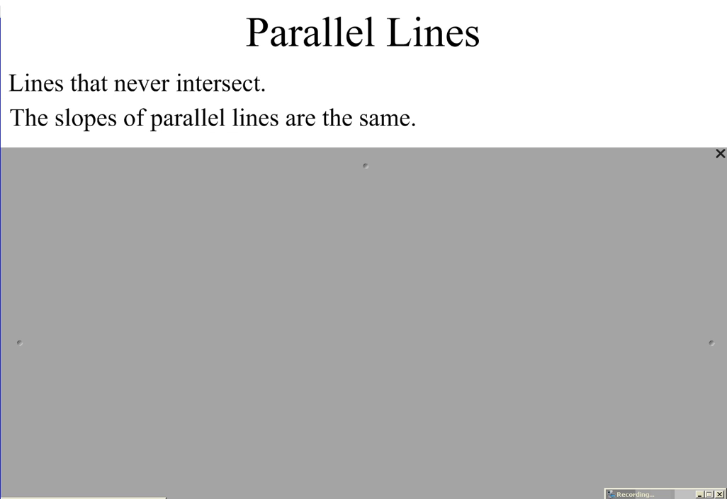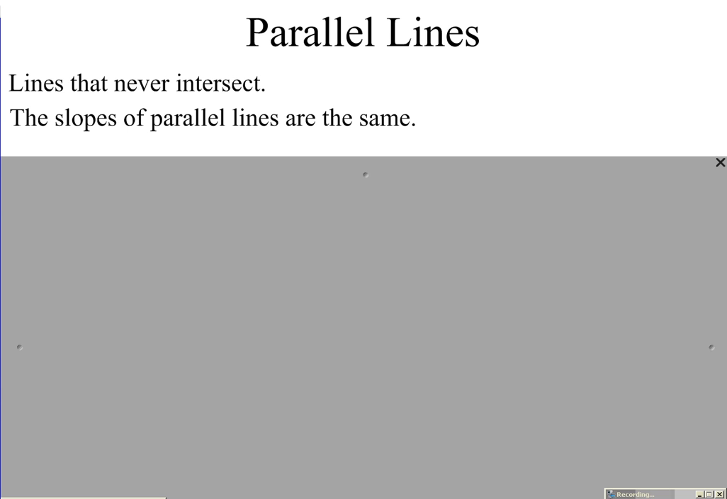Parallel and perpendicular lines. Parallel lines, we know, are lines that never intersect. More importantly, what guarantees us that the lines never intersect is they must have the same slope. Remember, slope is the rate of change of a line. If they're both changing at the same rate, positive or negative, that means that they're never going to touch.